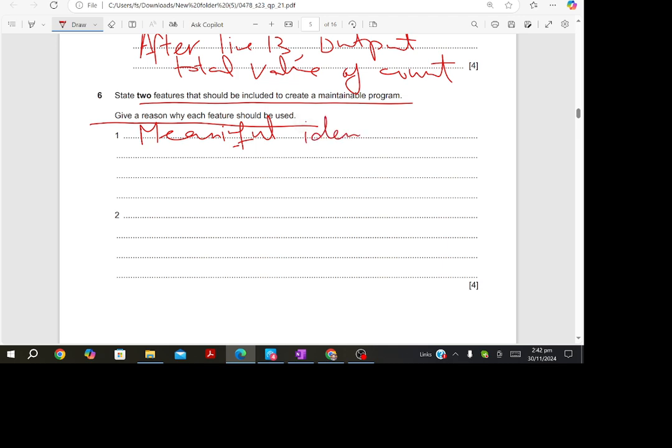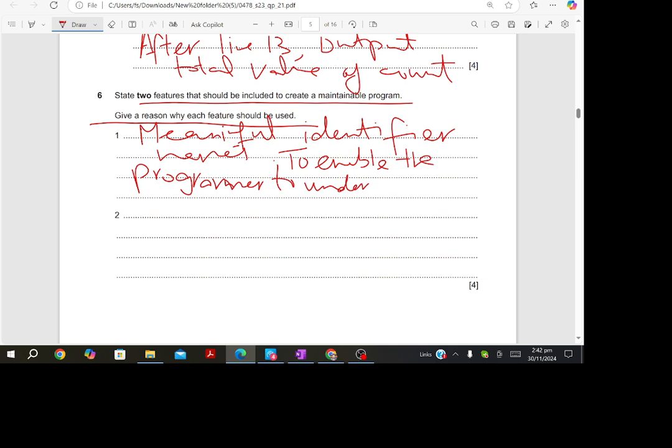Meaningful identifier names. And what is the purpose? To enable the programmer to recognize what the variable is being used for, to enable the programmer to understand what the variable is being used for.